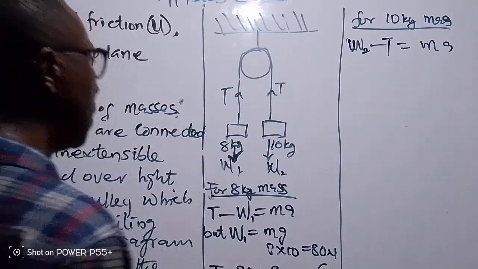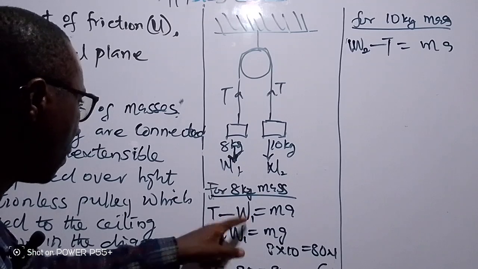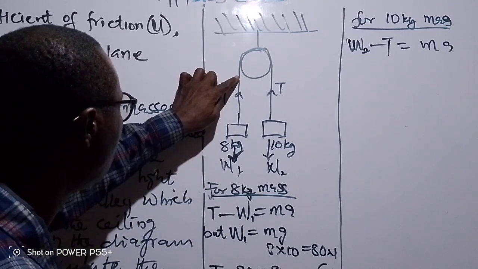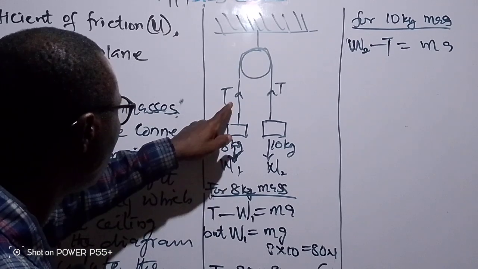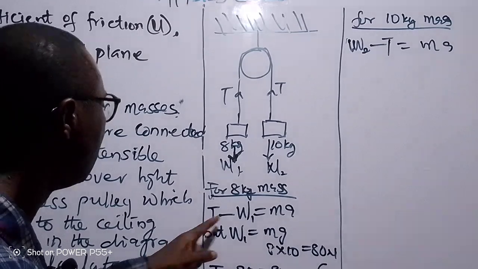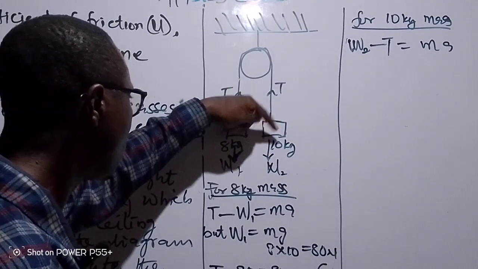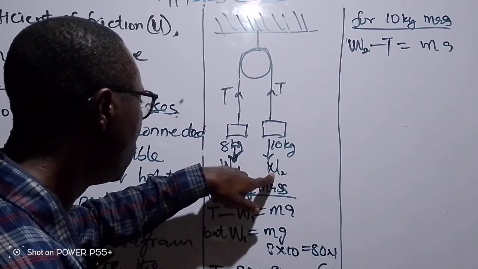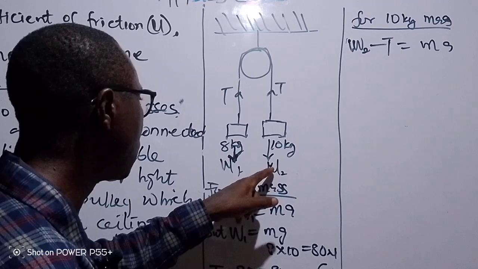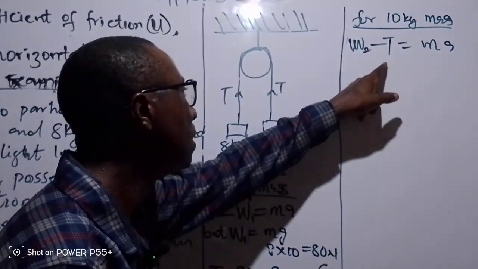Don't forget, here we said it should be T minus W1. Why? Because this particle is moving up and the weight is acting downward. Moving up and the tension is up. That is why tension minus W1. But here, the particle is coming down. W2 is down, but the tension is up. That is why, since this one is coming down, W2 minus T equals MA.